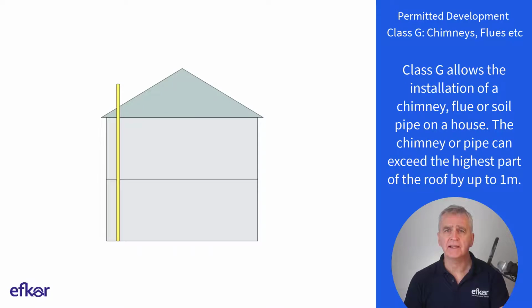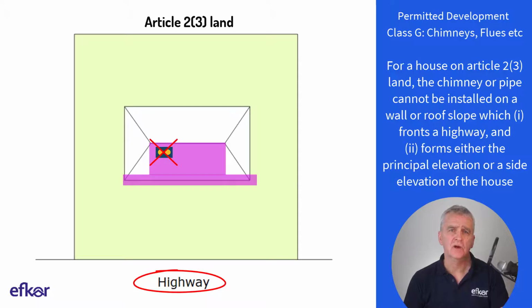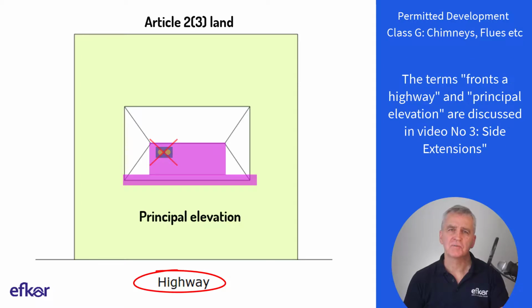Class G allows the installation of a chimney, flue or soil pipe on a house. The chimney or pipe can exceed the highest part of the roof by up to 1 metre. For a house on Article 2.3 land, the chimney or pipe cannot be installed on a wall or roof slope which 1. Fronts a highway, and 2. Forms either the principal elevation or a side elevation of the house. The terms fronts a highway and principal elevation are discussed in video number 3, side extensions.